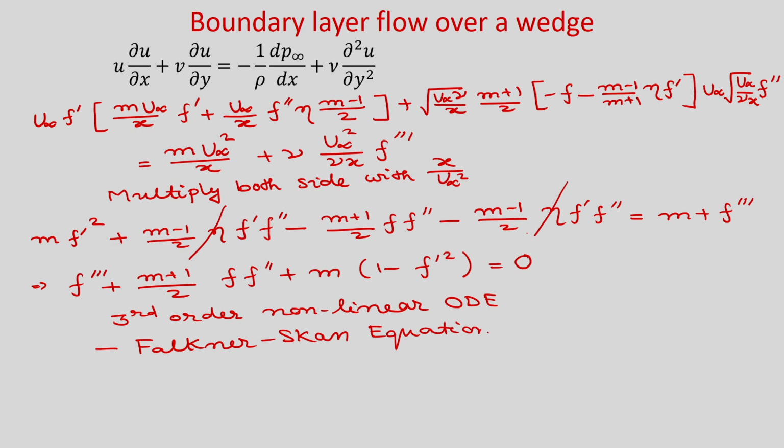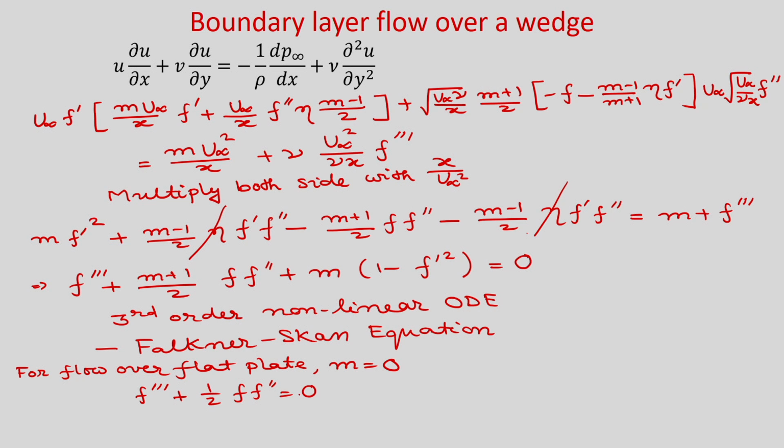Now, for flow over a flat plate m is equal to 0, right. So, special case for flow over a horizontal flat plate, in that case m is equal to 0. So, this equation you can write as f triple prime, so m is equal to 0, so it will be half f f double prime and this will become 0. So, equal to 0. So, this we have already derived, which is known as the Blasius equation.